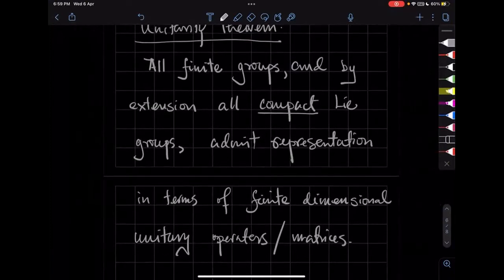Yes, sir, it does. Okay, so what happens if the group is not finite or if it's not compact? Can somebody give me an example of a very important physics group, Lie group, that is not compact? The Lorentz group. So can the Lorentz group have finite dimensional unitary representations? No, according to the theorem, I guess. Exactly, it doesn't. And that's a very, very important result.